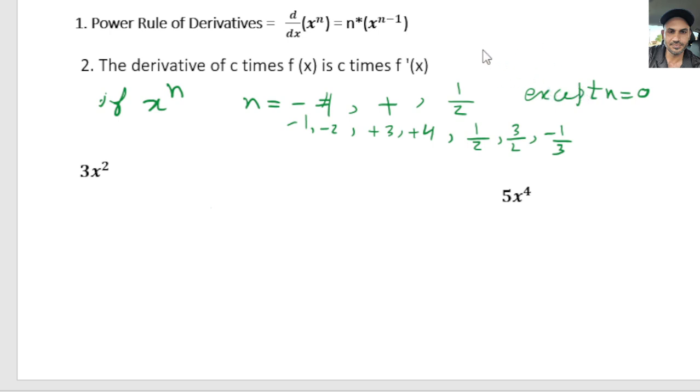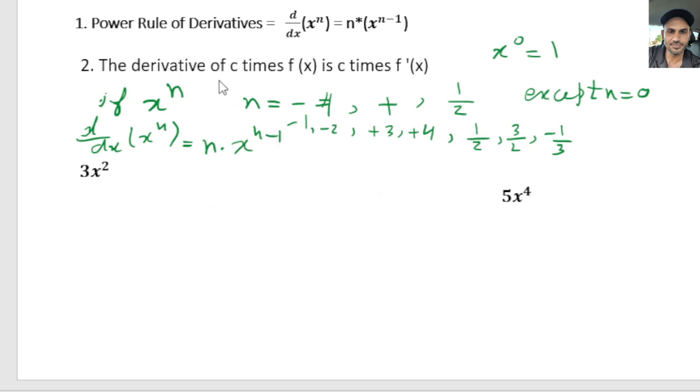And the reason it cannot be 0 is because x to the 0th power is just equal to 1, which is a constant, and the derivative of a constant is 0. So we can apply the power rule to the x to the n expression. When we apply the power rule, d over dx of x to the n, n becomes the coefficient times x to the n minus 1. We subtract 1 from the exponent.